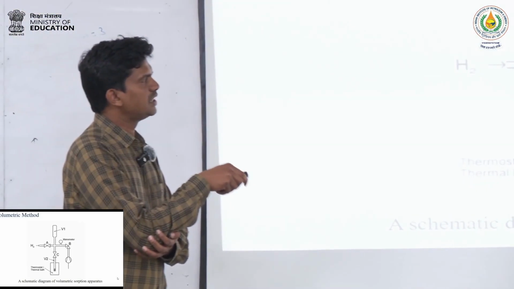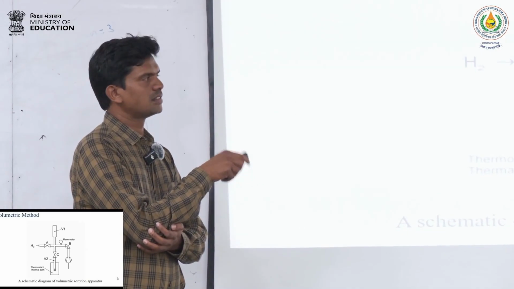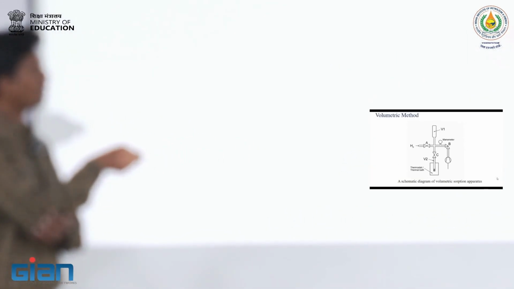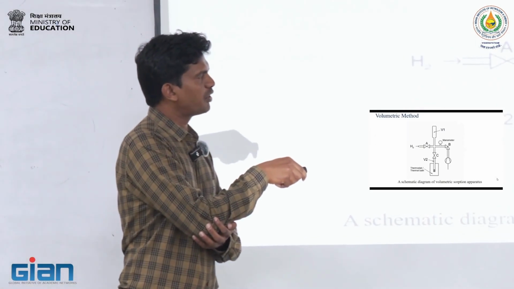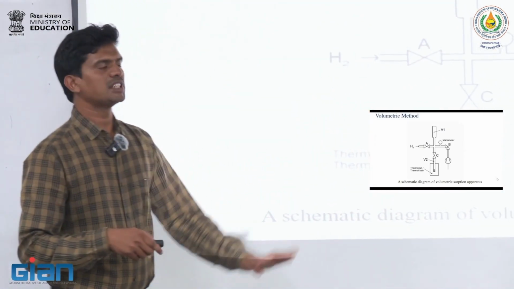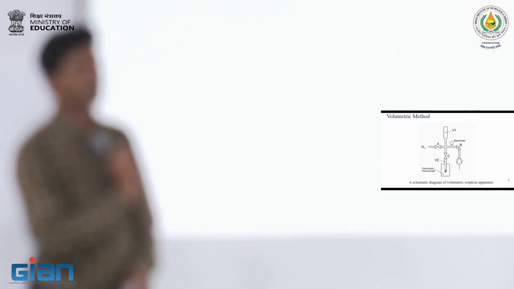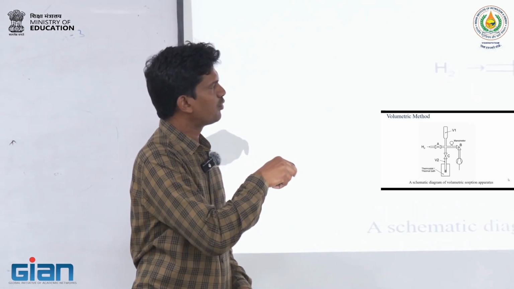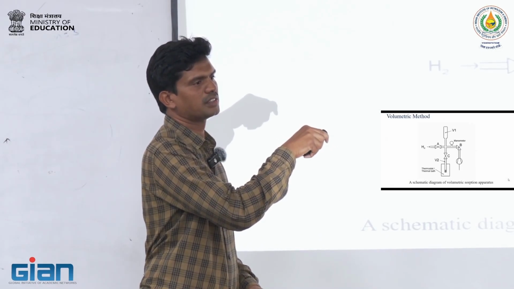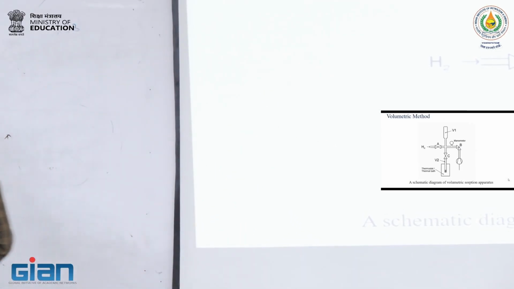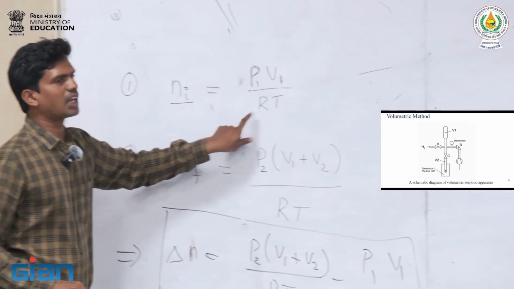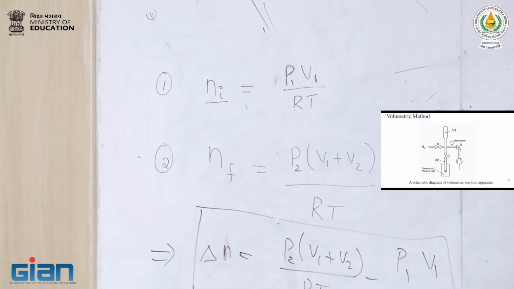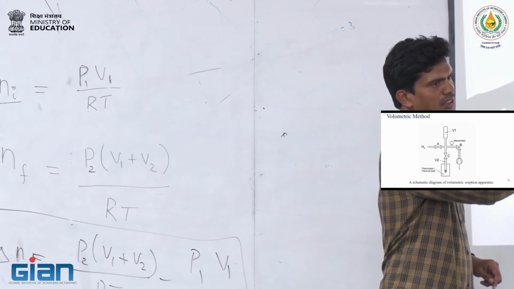We close valves A and C, or that doesn't matter. Even if you start by closing valve A, with valves B and C open, we evacuate everything from here, so these two chambers are initially empty. Then we close valve B and valve C and open valve A. Whatever gas enters goes into chamber V1, whose volume we know. That is the initial number of moles, N1 equals P1 V1 over RT. How will you know P1? You close valve B and valve C. Here you have the manometer, which can measure the pressure inside the system.